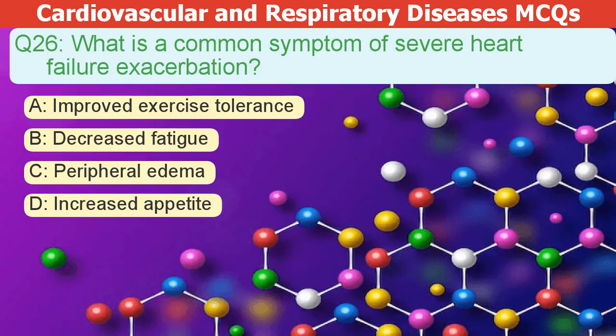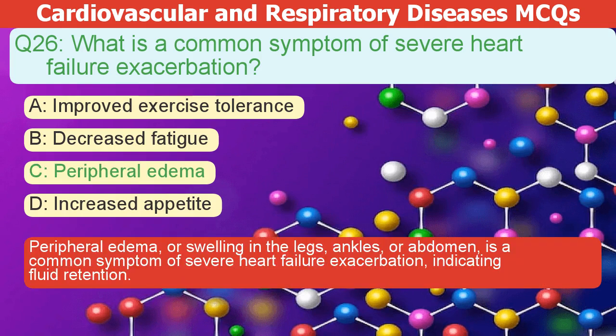What is a common symptom of severe heart failure exacerbation? A. Improved exercise tolerance. B. Decreased fatigue. C. Peripheral edema. D. Increased appetite. The correct answer is C. Peripheral edema, or swelling in the legs, ankles, or abdomen, is a common symptom of severe heart failure exacerbation, indicating fluid retention.